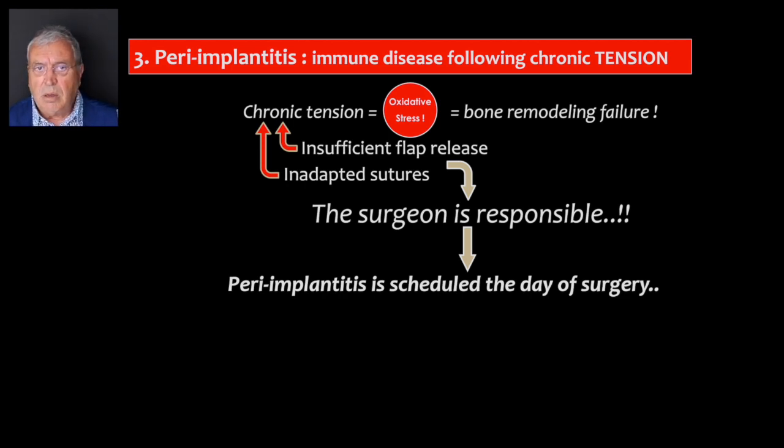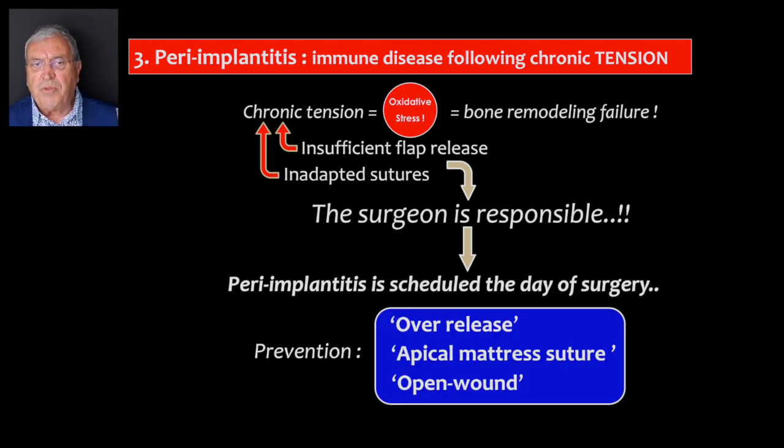Simply, how to prevent? Over-release, apical sutures, and if you cannot achieve enough release, leave open. It's much better to leave open than to try to close. Of course, leaving open needs the help of PRF, of fibrin membranes, and also of an osteo-immunology protocol.